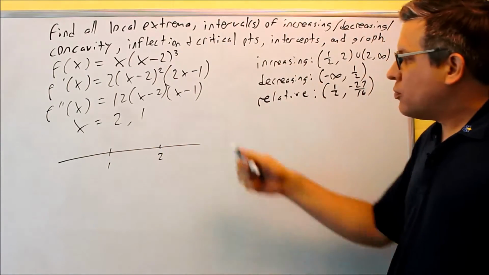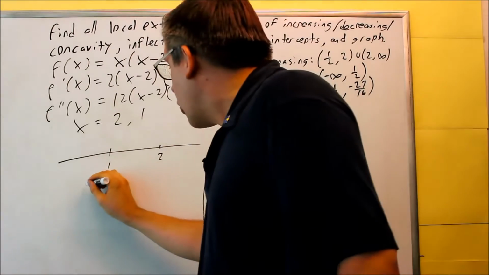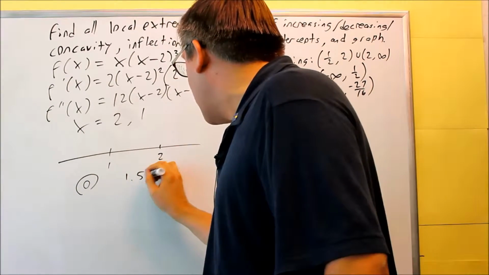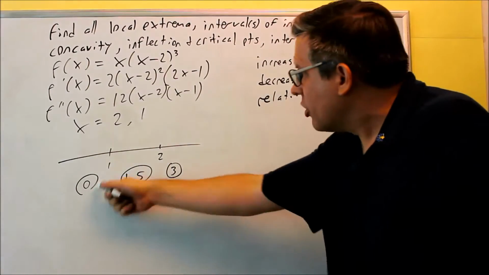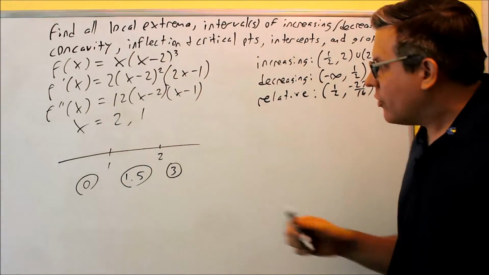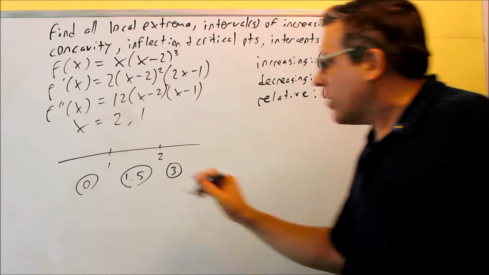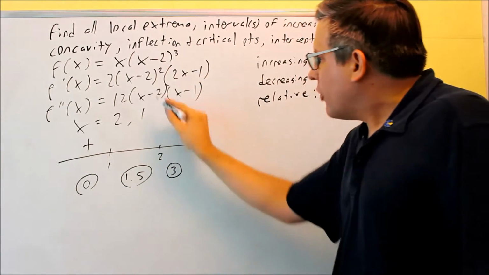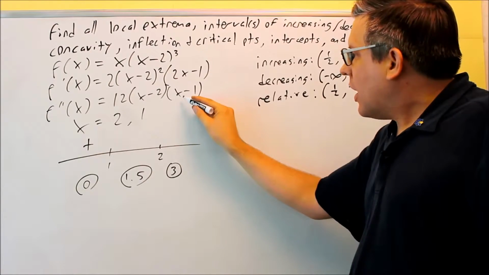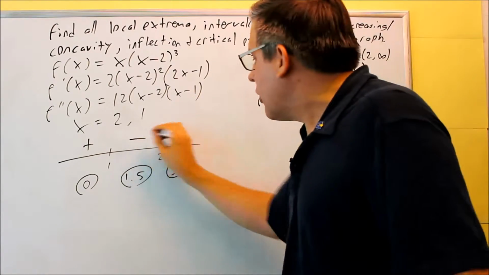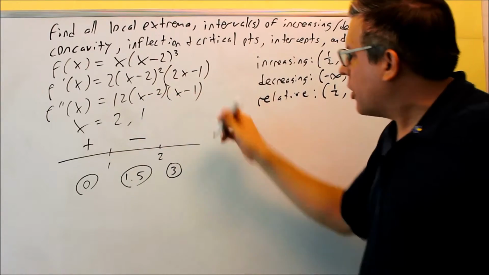Remember, this time we're putting test points into the second derivative. We're going to put in a 0, a 1.5, and a 3. 0 goes into the second derivative. 0 minus 2 and 0 minus 1, you'll get negative, negative will give you a plus. 1.5 in here will give you a negative. 1.5 minus 1 gives you a positive. So you'll get a negative as a result in the middle. 3 minus 2 is positive, 3 minus 1 is positive.